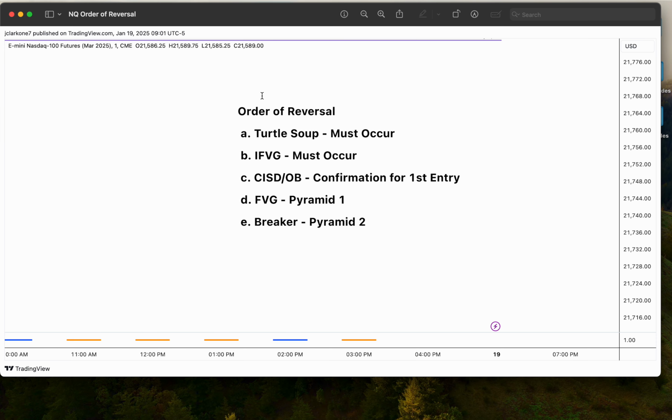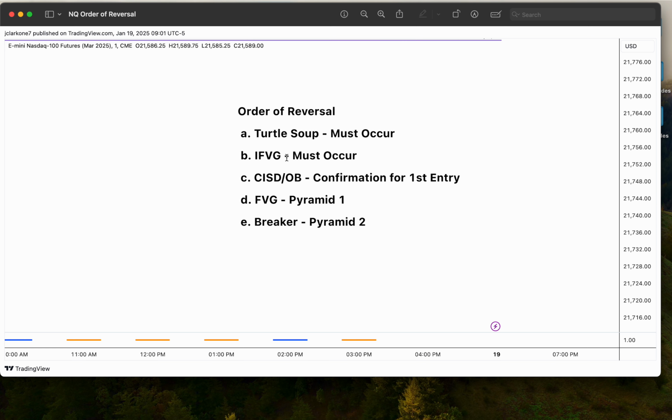Okay, and then the entry is this here. So turtle soup, I like to see this stuff happen in order. Turtle soup first. For me, it's just a cycle high. If we take a 30-minute cycle high, that's a turtle soup. If we take a 10-minute cycle high, that's a turtle soup. But I need it to happen on a 30-minute cycle before I'm even going to consider the trade. So there's a 30-minute cycle high taken out, and then I want to see the reversal happen after that.